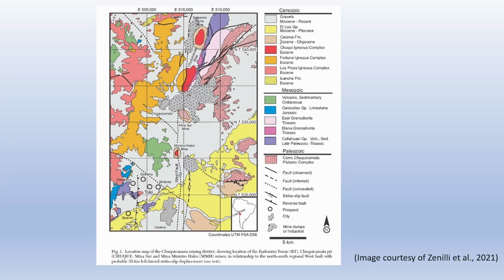Okay, you can see that to the west and south we have deposits like Tuki, Minasur, and Ministro Hales, or MMH, which sit along the projected fault trace. The stratigraphy, igneous rocks, and alteration patterns between these deposits all match with each other. And Minasur is a key deposit here to understand the vertical evolution of the Chuquicamata system. It's located just south of Chuqui.